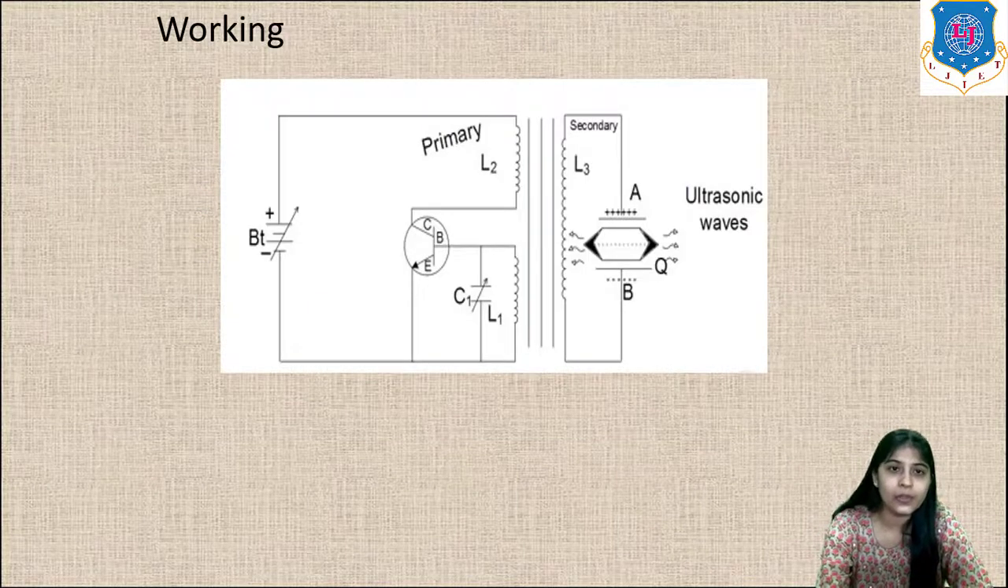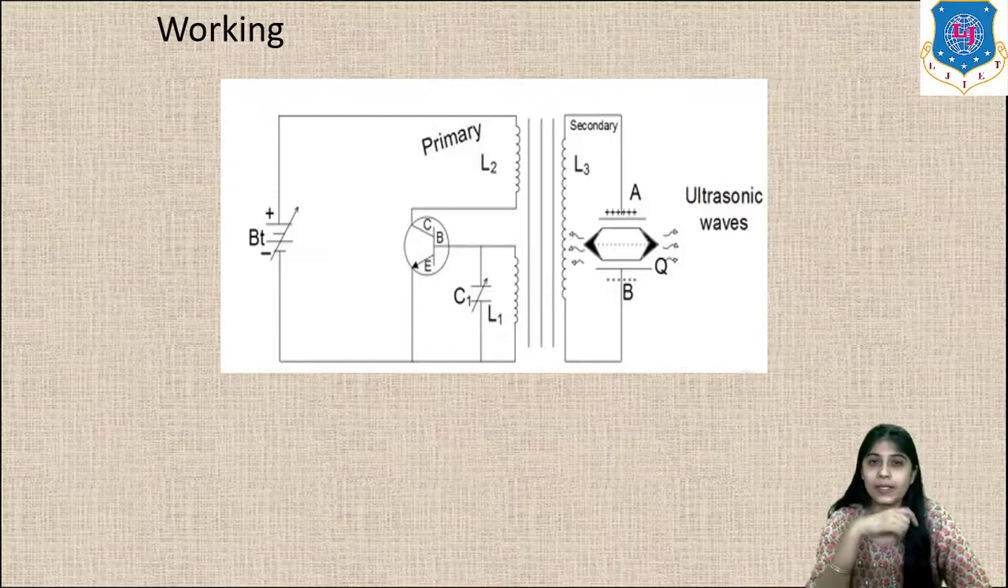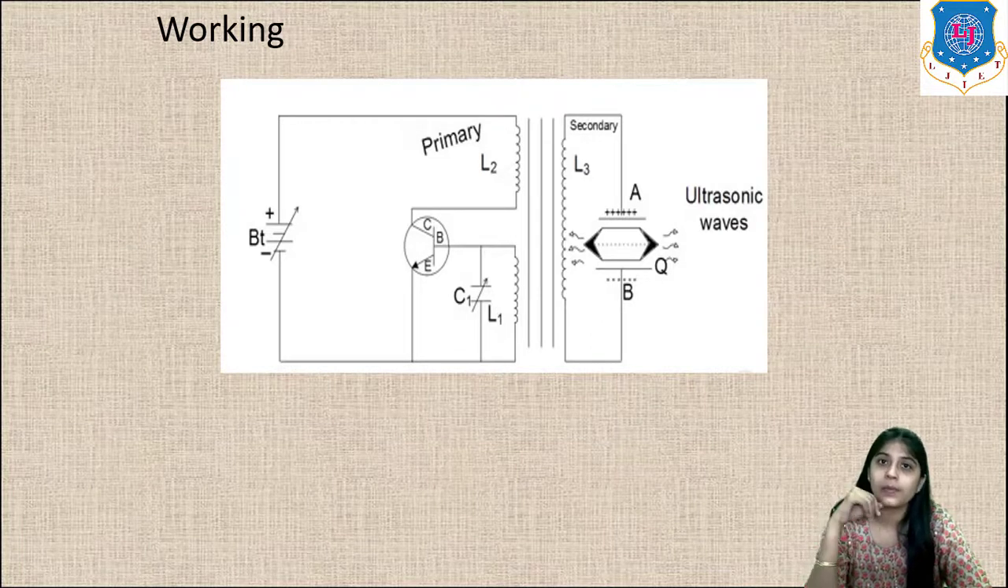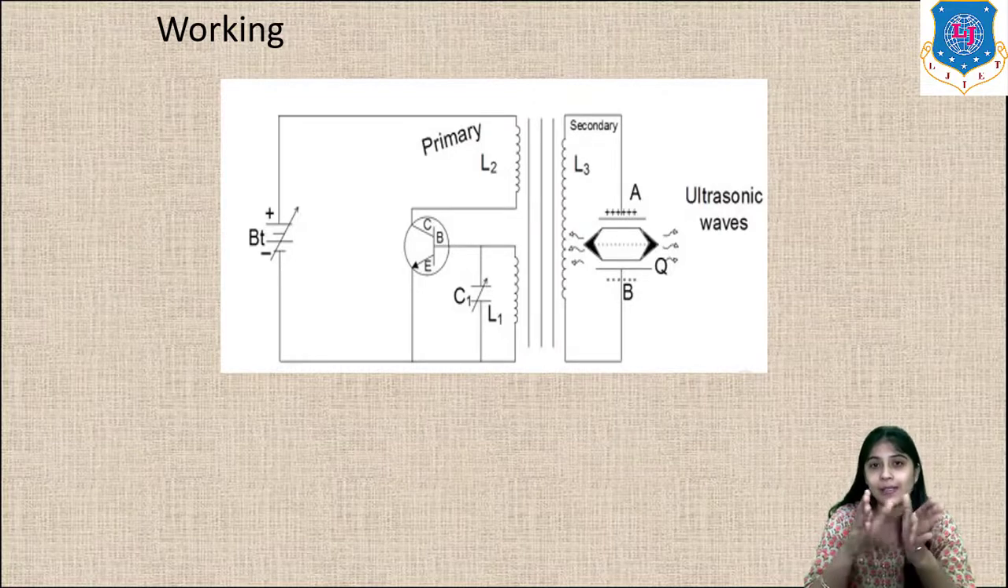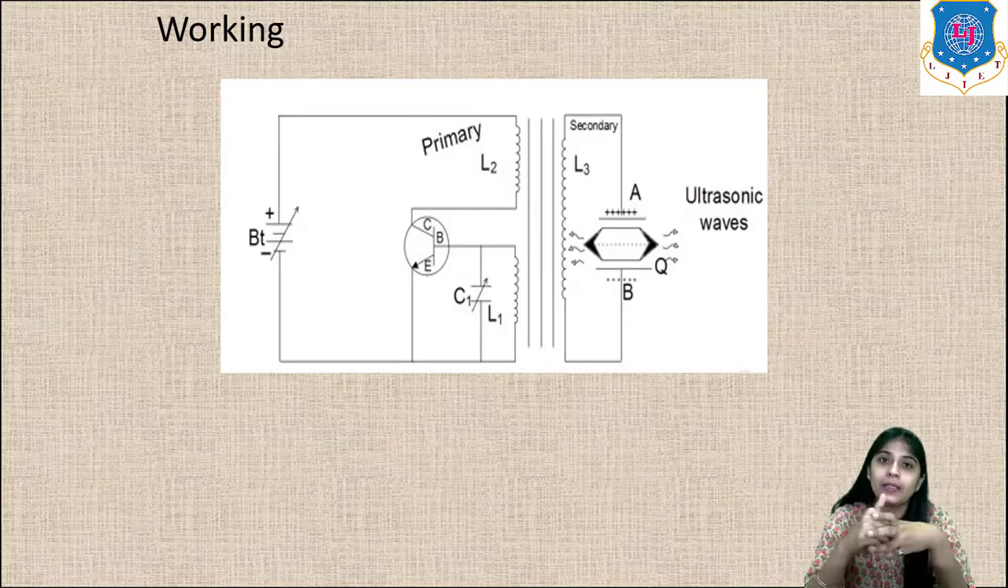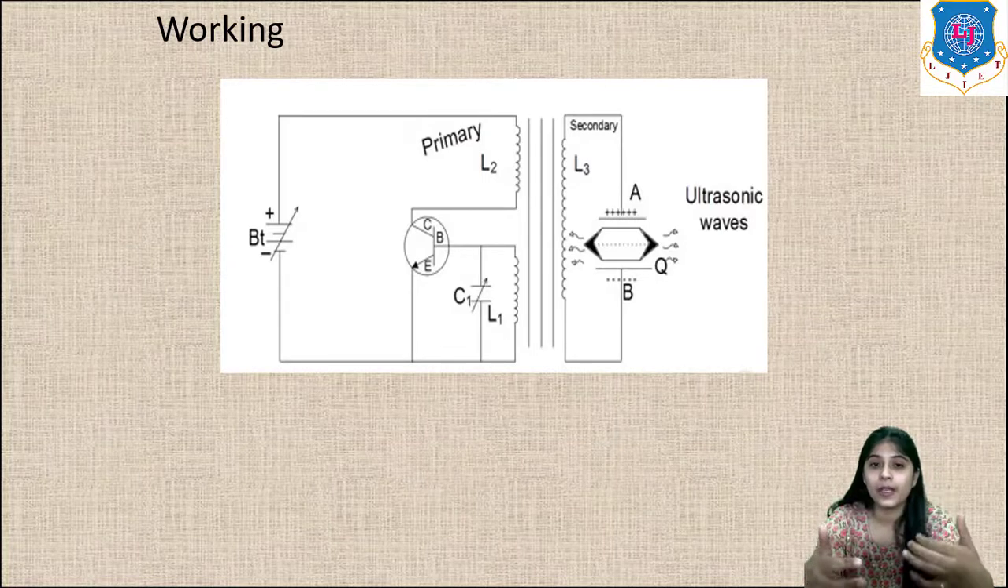Now let us see how we are going to use it. As you can see in this diagram, the piezoelectric oscillatory circuit is shown, which is a little different from the magnetostriction oscillator. Here there are three coils, unlike the magnetostriction oscillator, which had two coils. You can see three lines shown between coils L1, L2 and L3, which represent transformer action between these coils.